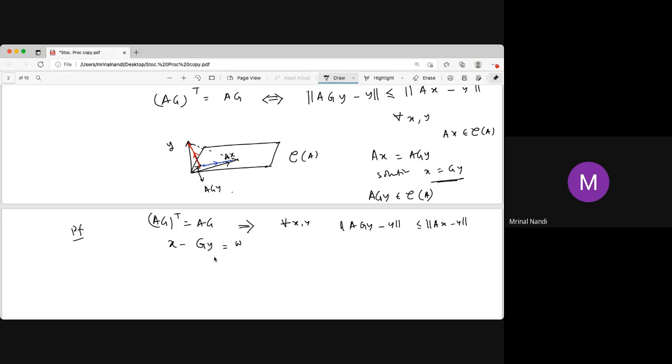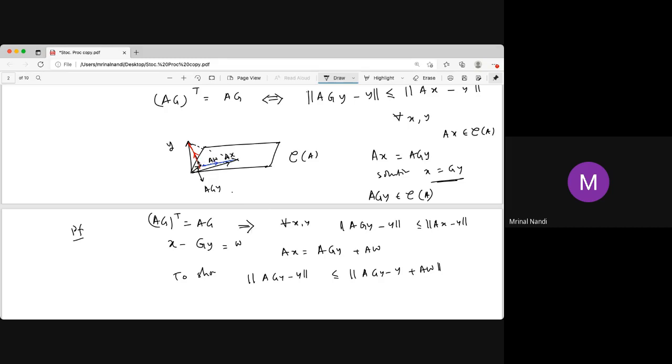Now what we have to show? What is Ax? Ax is AGy plus Aw. So we have to show that the norm of AGy minus y is less than or equal to the norm of AGy minus y plus Aw. So that we have to show. That is the Aw vector.